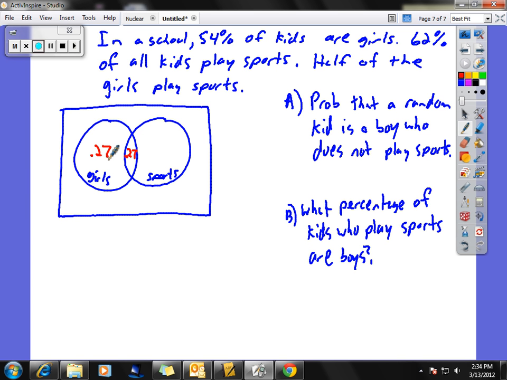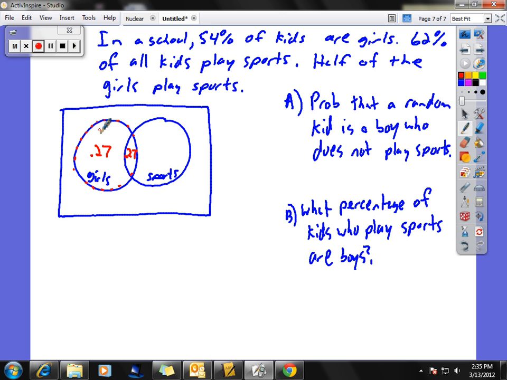So if you look at this entire circle here, all the way around, that's all the girls, and that adds up to 54%, which is what we want. Half of them play sports, and half of them don't. Okay, and that's the 27 and the 27. Any questions on that?